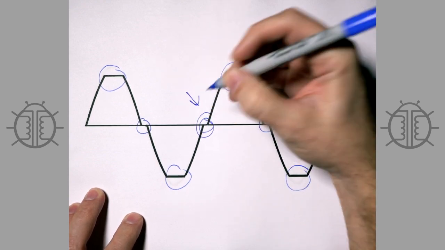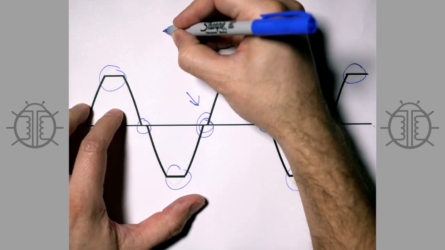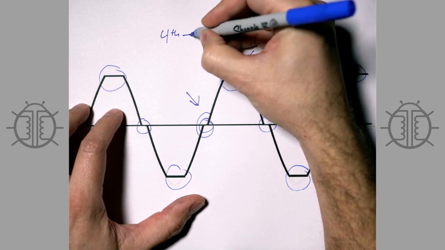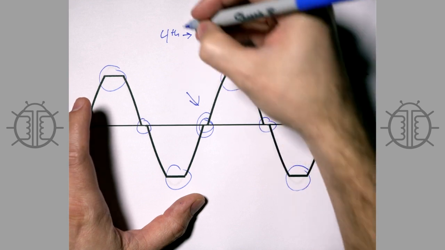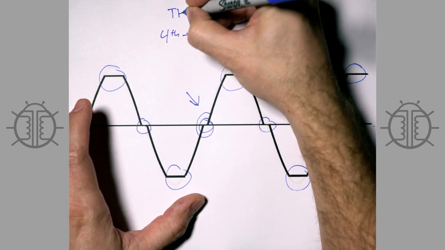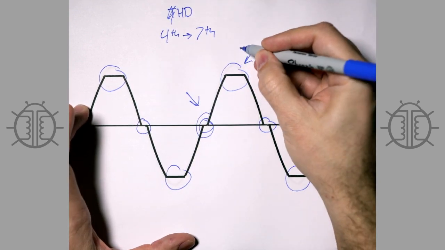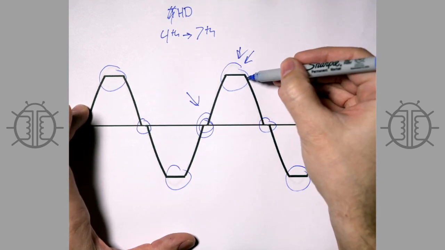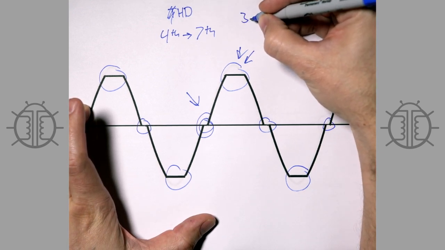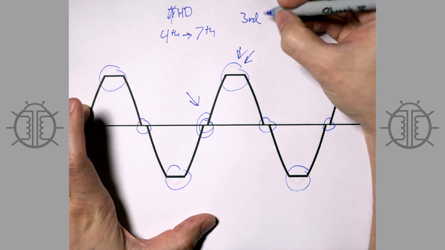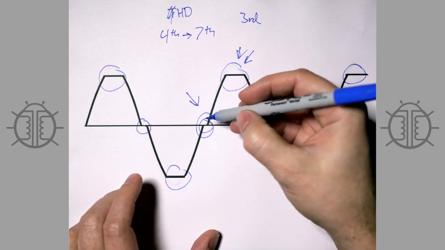These show up in your harmonic spectrum as 4th through like 7th order harmonic distortion. These guys right here are a much more musically acceptable third harmonic right there.